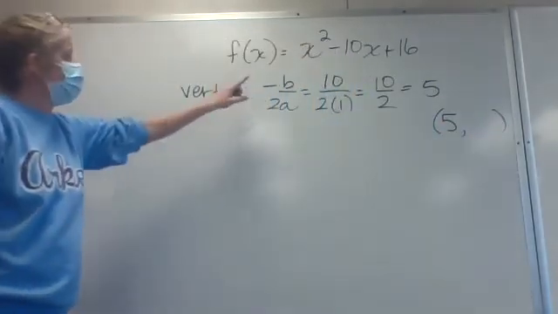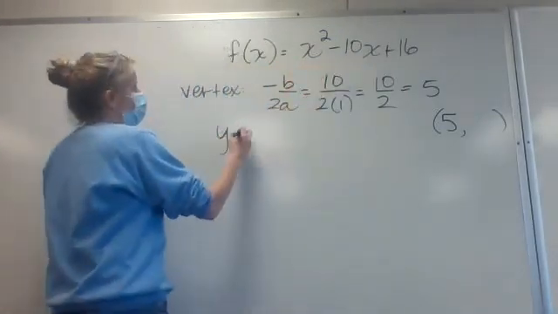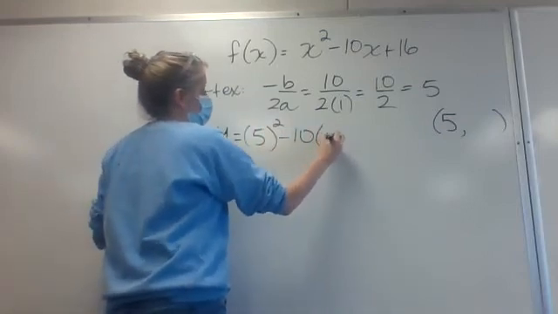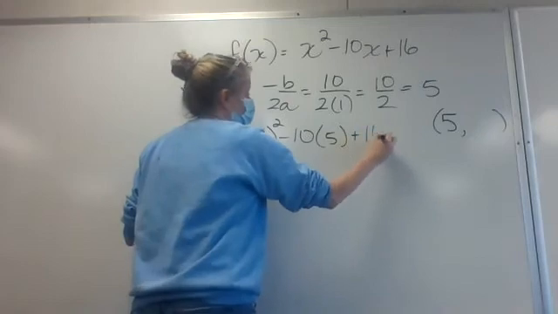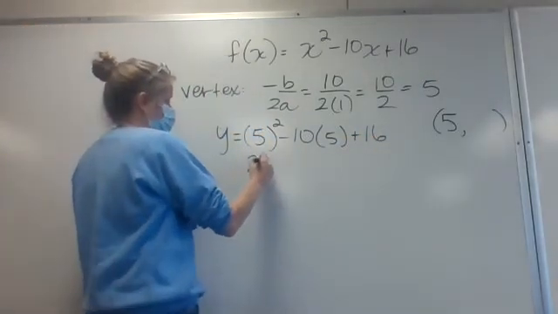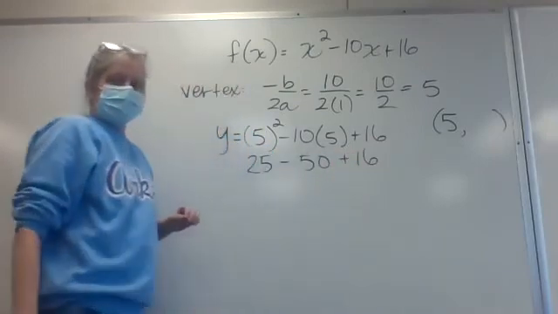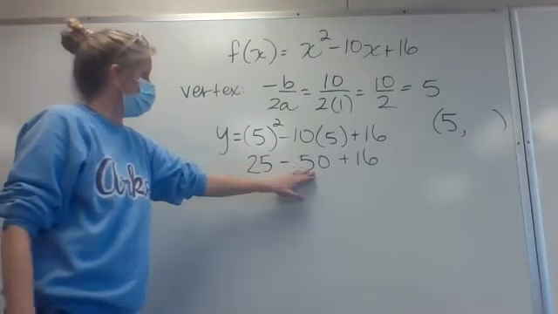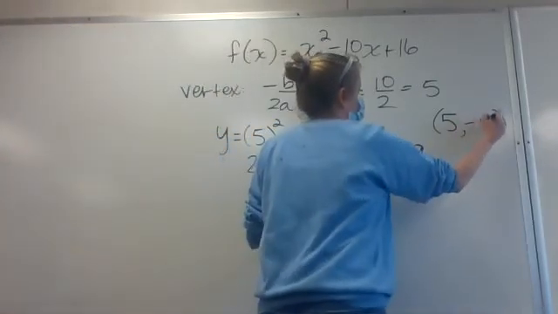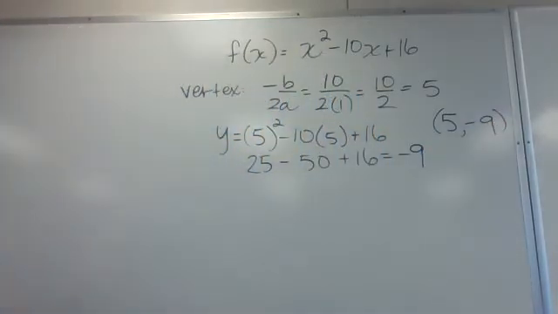The y coordinate comes from just plugging in the 5s for the x's. So I have y equals 5 squared minus 10 times 5 plus 16. So let's see, I can plug that in. 25 minus 50 plus 16. So negative 25 plus 16 gives me negative 9. So there's where the vertex is. 5, negative 9.